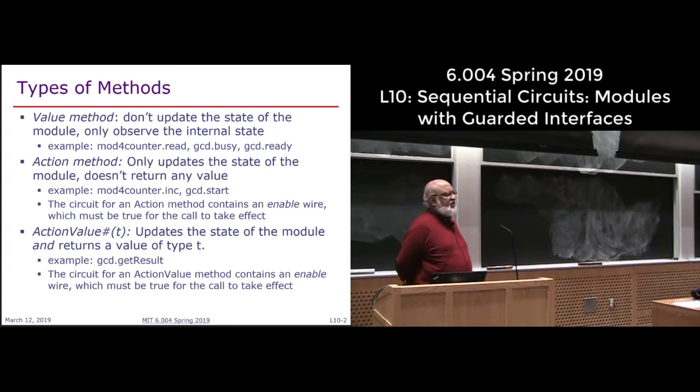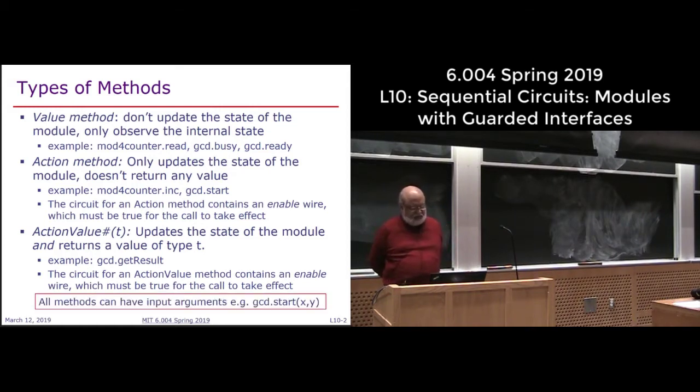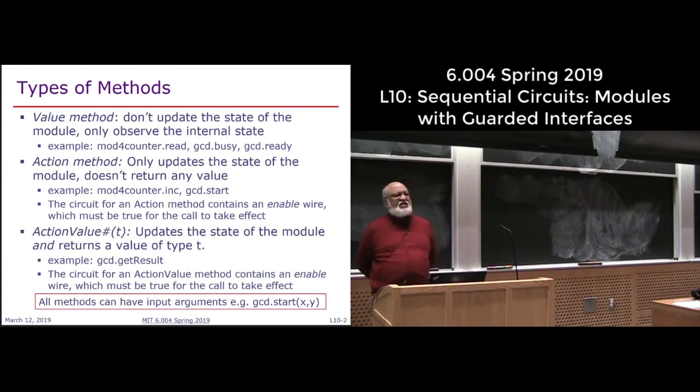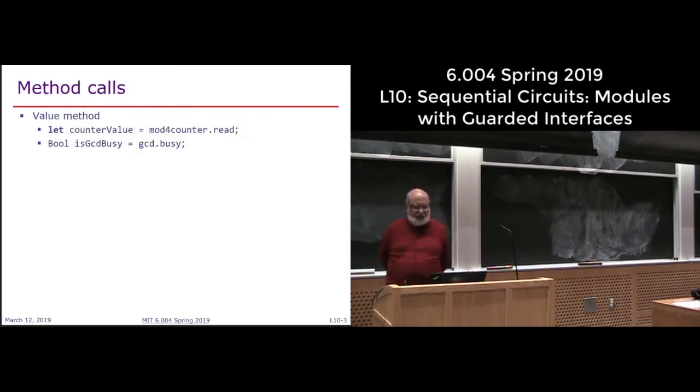A circuit for an action value method also has an enable wire associated with it. In other words, this method takes effect only if the value of the incoming enable signal is true. And any of these methods can have input parameters, right? For example, when we compute a GCD, we are supplying arguments X and Y, whose GCD is to be computed. So input parameters are permissible in all three kinds of methods.